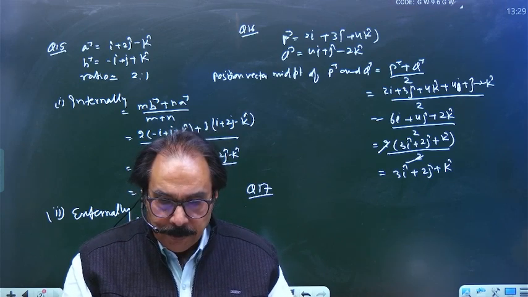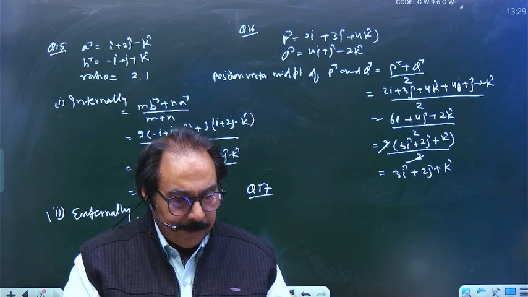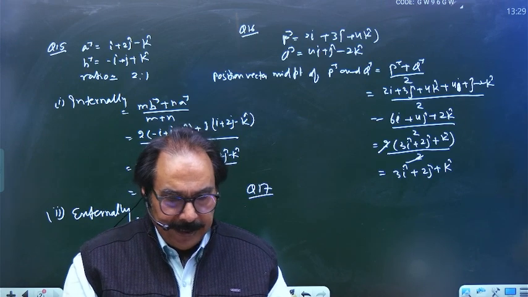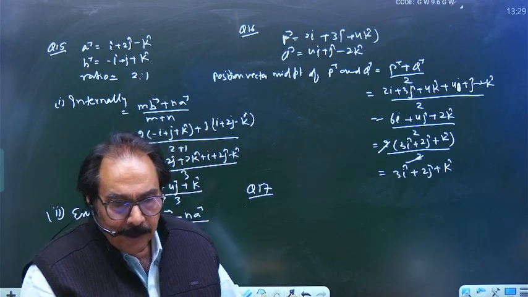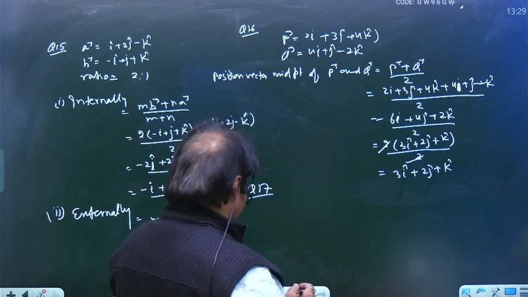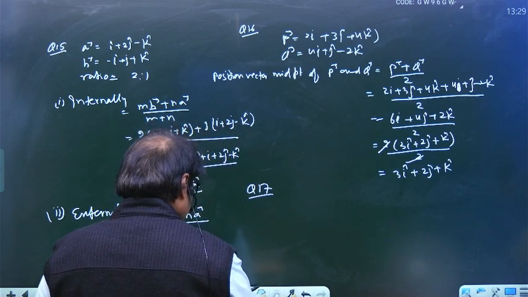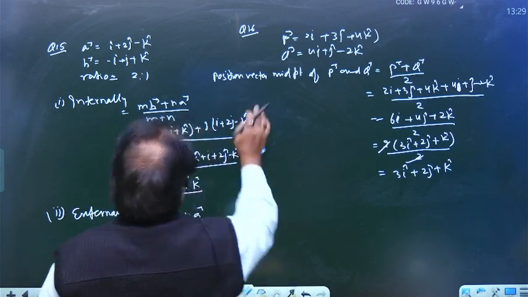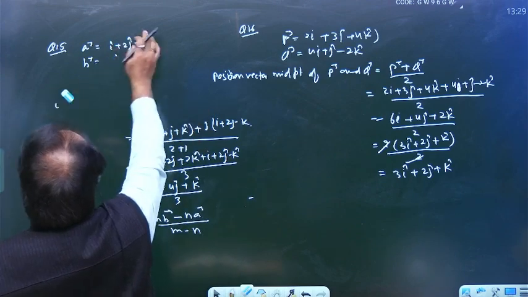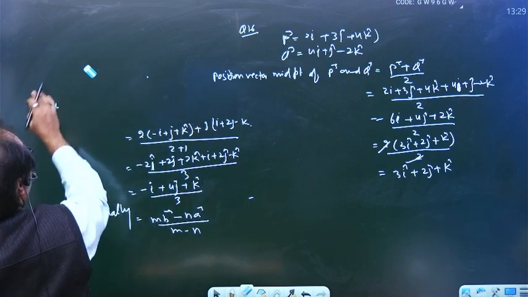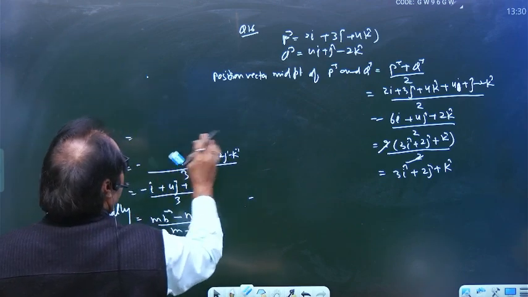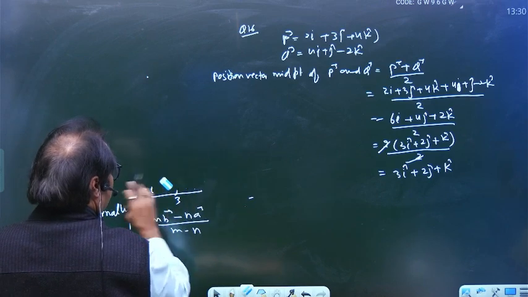So the position vectors are given. OA is equal to vector A. This is given. Question number 17, so I will simplify here.